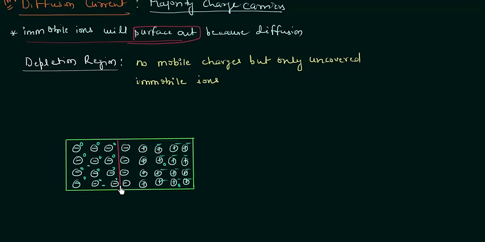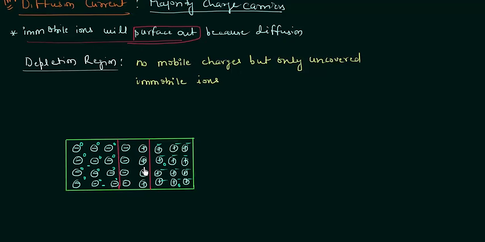negative immobile ions and positive immobile ions like this, because holes and electrons have already recombined with each other. You can clearly see that because of this we have a layer of negative immobile ions on this side and a layer of positive immobile ions on this side. So we can say that this is acting as the potential difference.